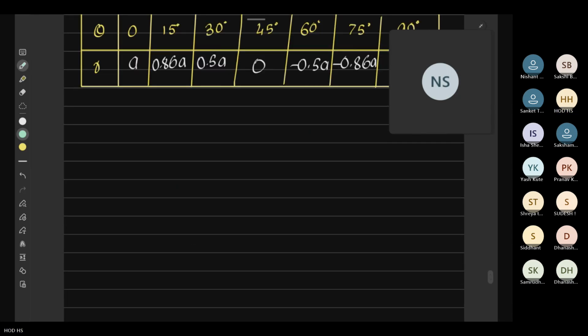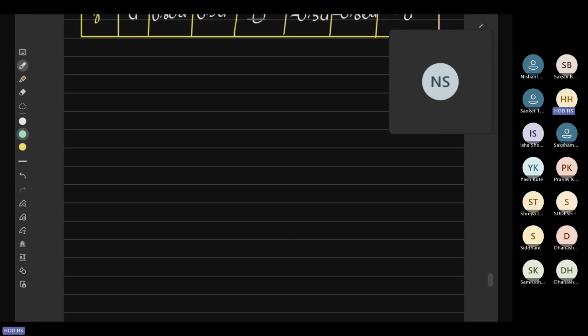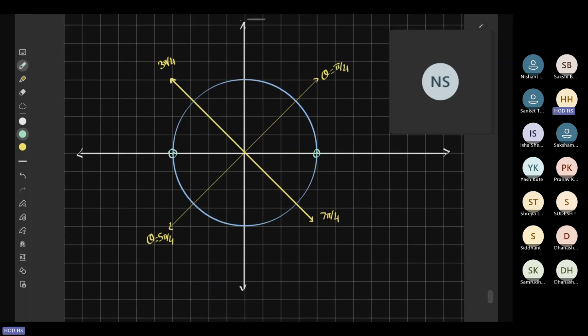Later, for points of minima, the value was minus a. So we need to go in the reverse direction. So for theta is equal to pi by 2, notice that this line is theta is equal to pi by 2, right? But since a was taking negative value, we need to plot the point in the reverse direction. Okay. So I will plot that point here. Finally, a point here for theta is equal to 3 pi by 2 because that value is also negative.